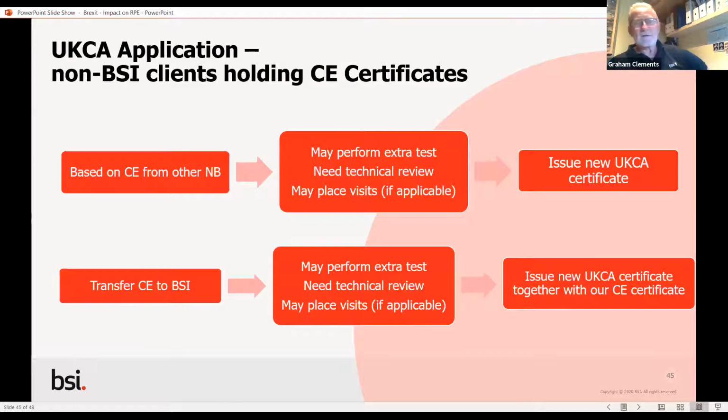If you transfer in, so rather than just get BSI to issue a new UKCA certificate based on your old CE certificate, you actually move your CE certificate to BSI, then again, we may perform extra testing. We do need to do that technical review, and we may have to do an initial visit to the factory, and then we could issue the new UKCA certificate together with a new CE certificate as you've transferred to BSI. And I'm using BSI as an example here. As I say, other notified bodies with this dual approach are available.